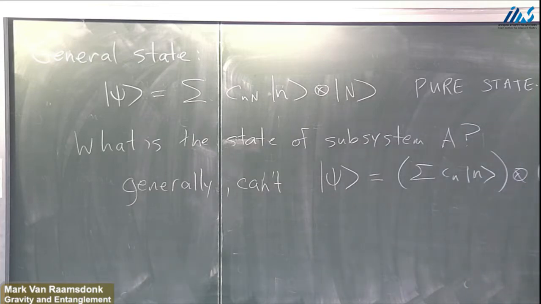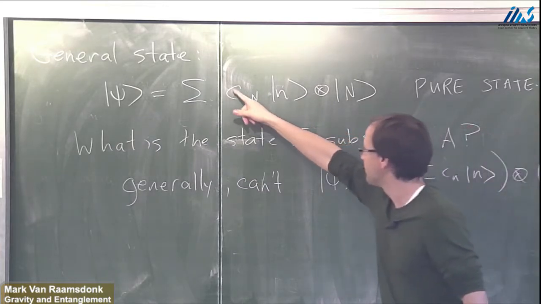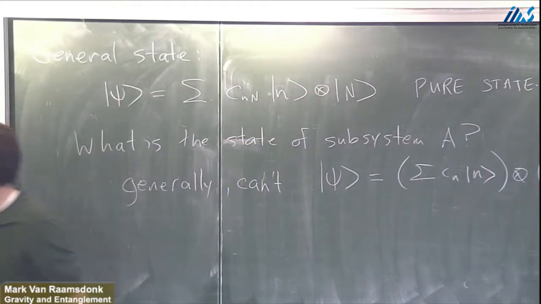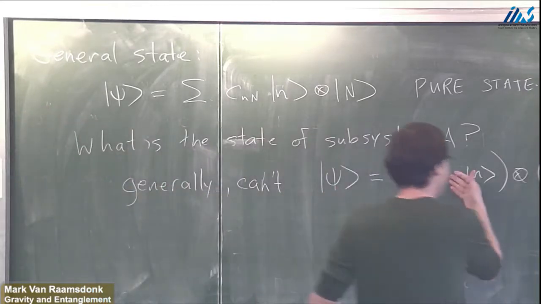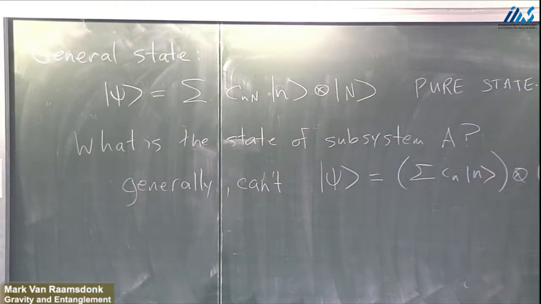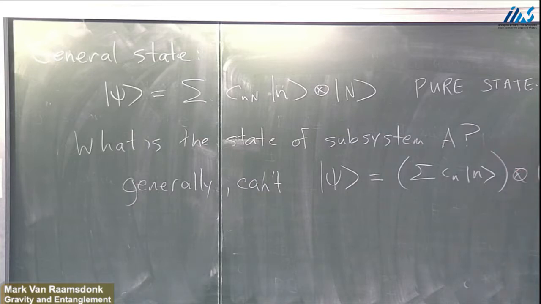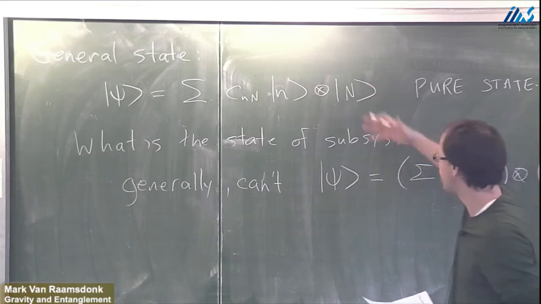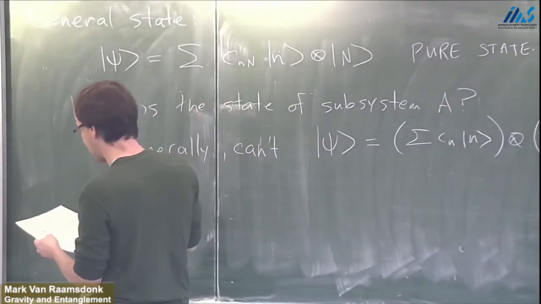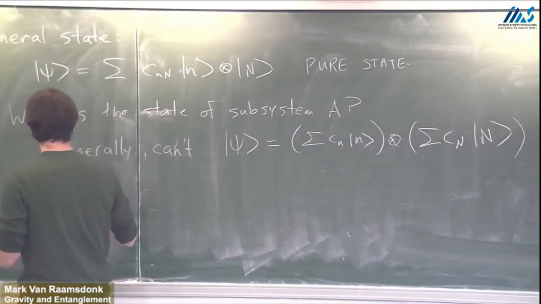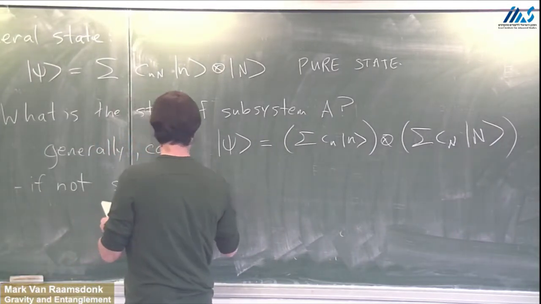Okay, we can see that just by some counting. For example, the number of numbers necessary to specify this state is the dimension of this one times the dimension of this one. The number of numbers here is just the sum of those dimensions. So generally speaking, there's a lot more information here, and this is just a very special class of states. And so what we say is that for all of the states where you can't decompose like this, we would say that the system A is entangled with the rest of the system.